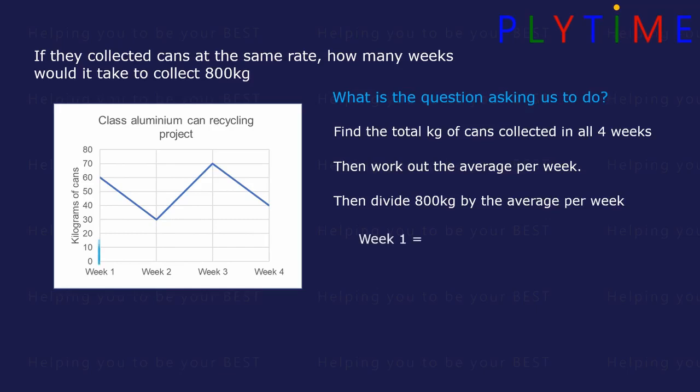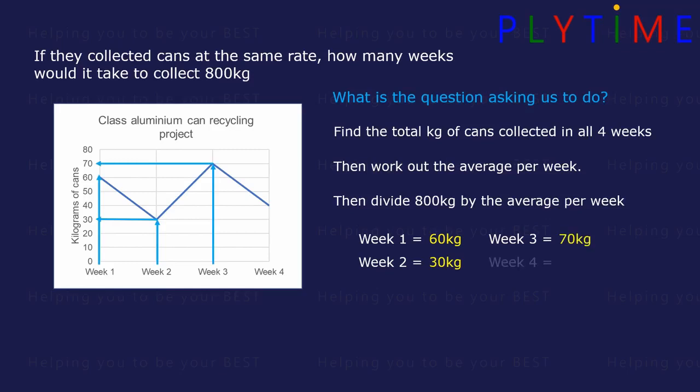In week 1, they collected 60 kilograms. In week 2, we read up and across to the chart, it's 30 kilograms. In week 3, we read up and across to the axis is 70 kilograms. And in week 4, we read up and across, it's 40 kilograms. Now we add all of these together. We can use our number bonds and see that it adds up to a total of 200 kilograms.